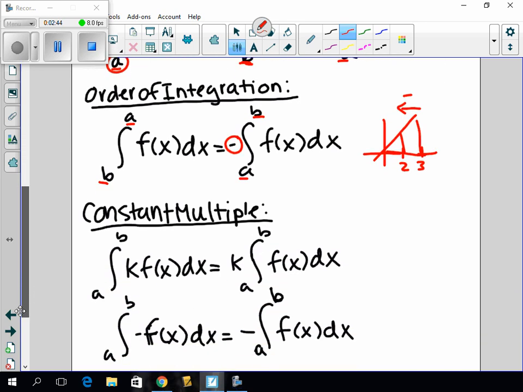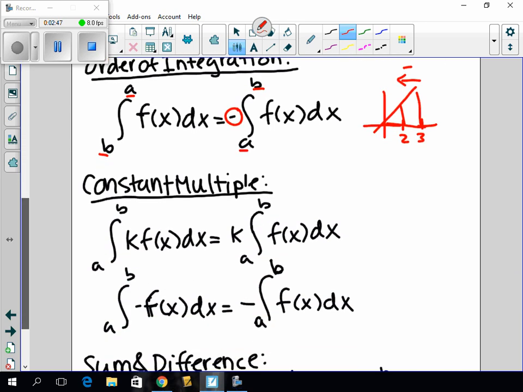Our constant multiple property says that if I'm integrating k times a function, that's the same thing as pulling that k out and multiplying it by the integral of that function from A to B. I can also extend it to negative signs because this is technically -1. So when I integrate negative f of x dx, I can just pull out that -1, integrate f of x, and then multiply that integral by -1. That's going to get me the same area.